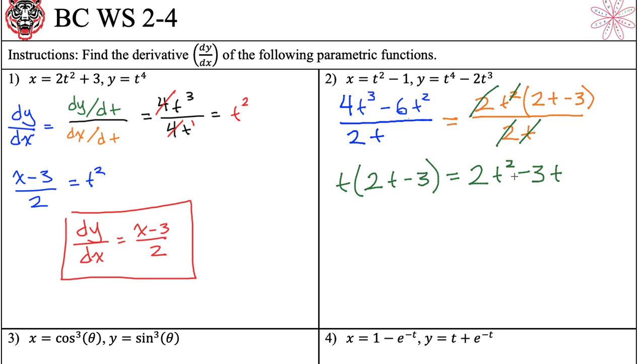Okay, so there's the derivative, but I need it in terms of x, and that looks like it's going to be a challenge because I have this t squared minus 1. So I can find what t squared is, and I can find what t is. I'm going to have to find both what t squared and t is because I have a t squared and I have a t. So how am I going to do this?